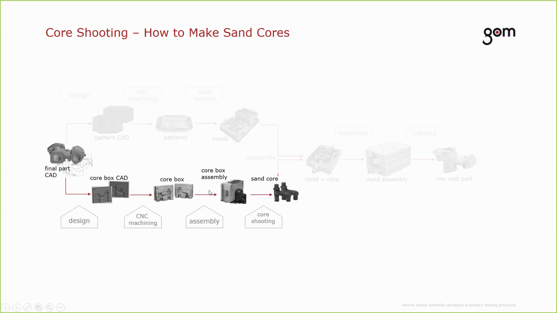Then the core box halves are assembled on a so-called core shooting machine, and the cavity built up by those two core box halves is filled up with sand. This sand is a sand resin mixture, and into this sand resin mixture a catalyst gas is fed to harden the sand. Later, during the demonstration, we will focus on exactly that part of the overall process chain of the sand casting process. So let's have a look at this in more detail.